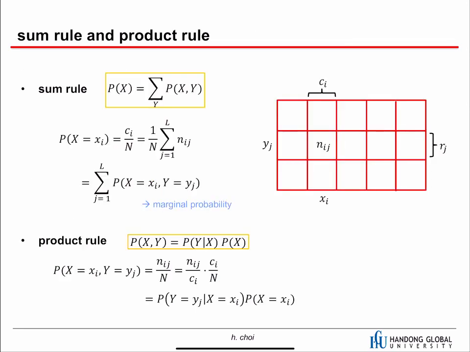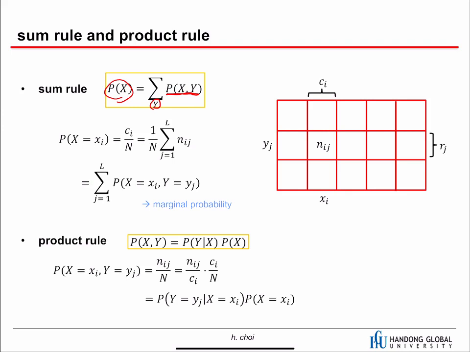And there are a couple of rules on probabilities. First, the sum rule. So P of x is a marginal probability, and this marginal probability can be obtained by the sum rule. This one is a joint probability, and given this joint probability, if we sum over all the cases, all the y's, then this is P of x.